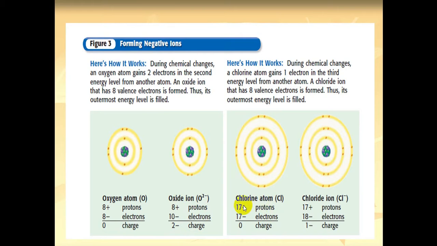Let's move to the chlorine atom. The chlorine, Cl, has 17 protons and 17 electrons. This is the neutral one. It has 0 charge. Here we have 7 valence electrons in the outer shell. So the chlorine atom needs one electron to complete the outer shell, and that's why it gains 1 electron. Now it will have 17 protons and 18 electrons, and the overall charge will be -1. We write just the minus sign, and we don't write 1. So here we have the oxide ion, O2 minus.